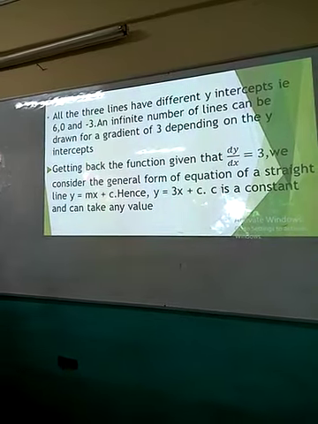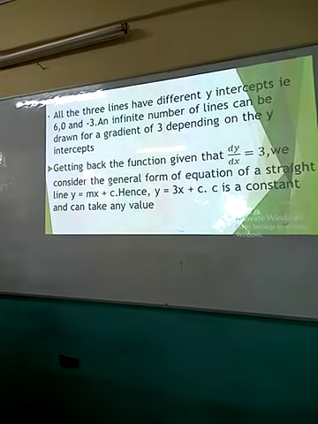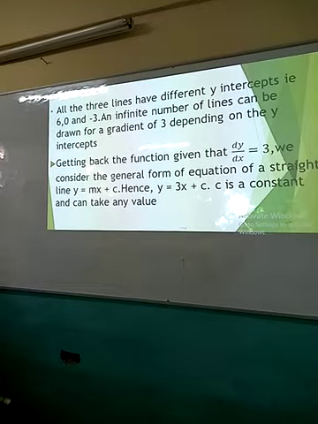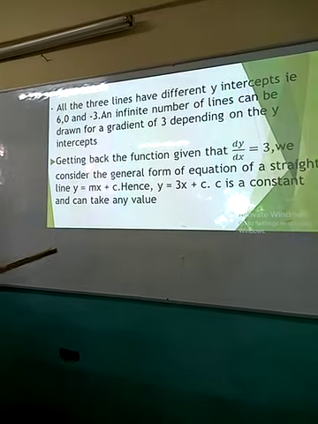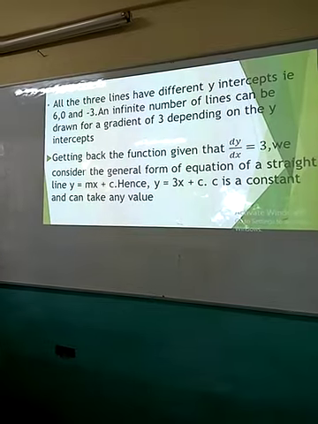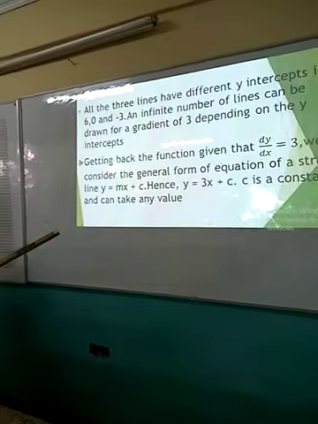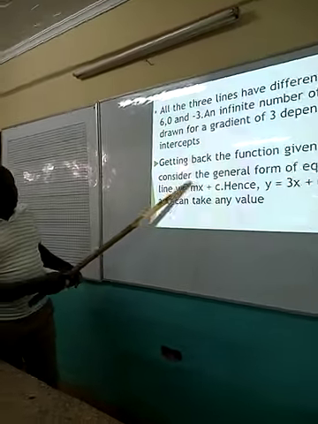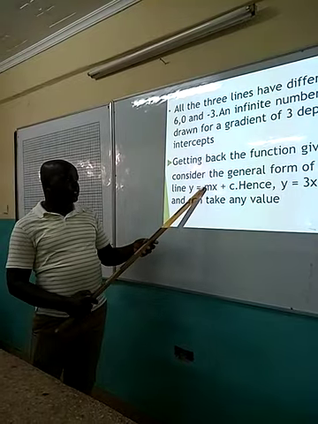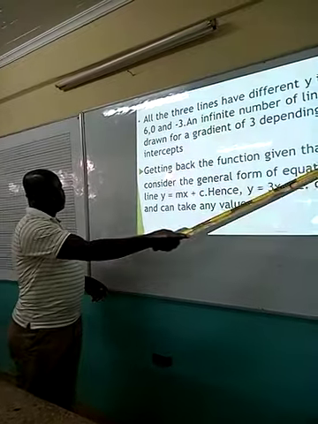Getting back to the function, given that dy/dx is equal to 3, we must now consider the general form of the equation of a straight line, which is y = mx + c. You remember in Form 2, as we were looking at gradients and equations of straight lines, this is a general form that we talk about so much, where m represents the gradient, and our gradient is 3.